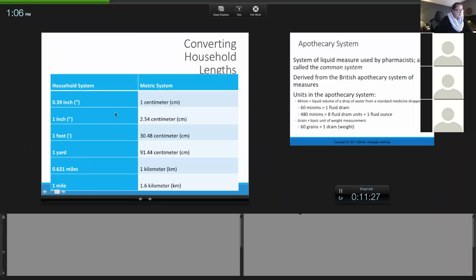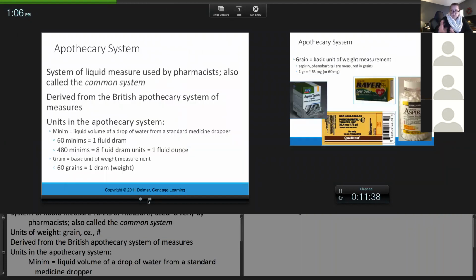I'm really not going to stress here, this is household lengths. We don't deal much with lengths in pharmacology. I'm going to focus mostly on volume and weight.